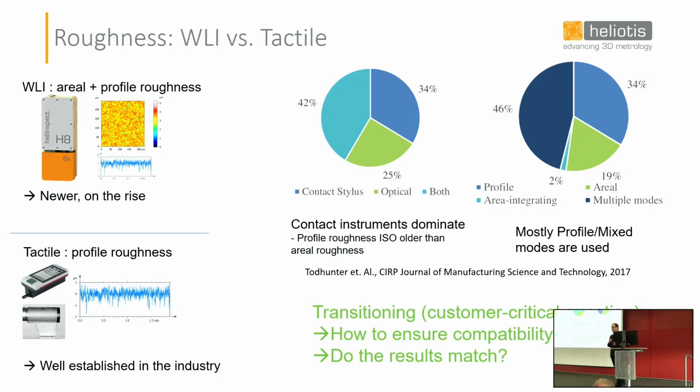So obviously, there should be a transition, and there is a transition in the industry. But the big question is, how do we ensure comparability? And how do we convince our customer that indeed, if you switch to areal measurements, he will get the same consistent results as he did in tactile, and that he gets comparable results to what he got in tactile, so he doesn't have to change his entire evaluation.